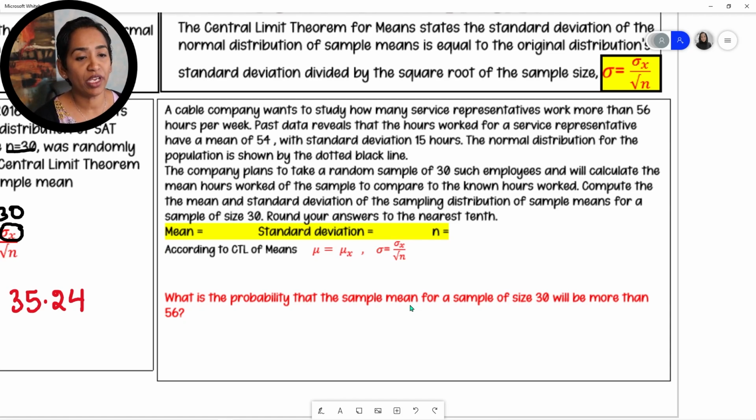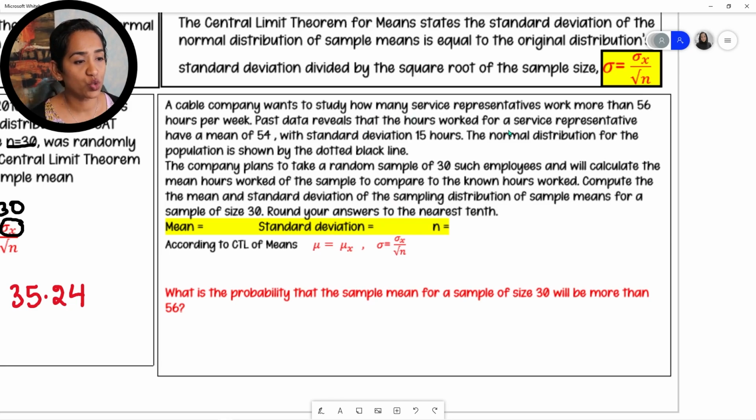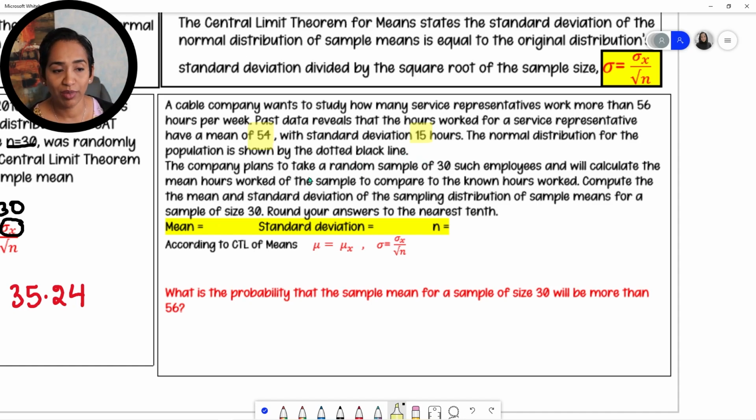A cable company wants to study how many service representatives work more than 56 hours per week. Past data reveals that the hours worked for a service representative have a mean of 54. When I see something that is of my interest, I'm going to go ahead and highlight that, with a standard deviation of 15 hours. The normal distribution for the population is shown. I did not put the graph in here, but it's shown as a dotted black line.